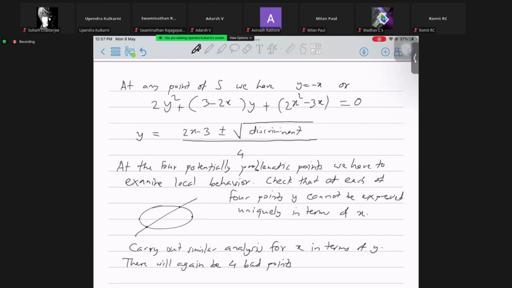I guess, sir, what I'm trying to say is that here our points are failing to be expressed uniquely in terms of the other variable, because the graph is curving in on itself. So what I want to say is that if these points are local maxima or minima or even saddle points of some function, then that is a sufficient condition for a point not being able to be expressed in this way.